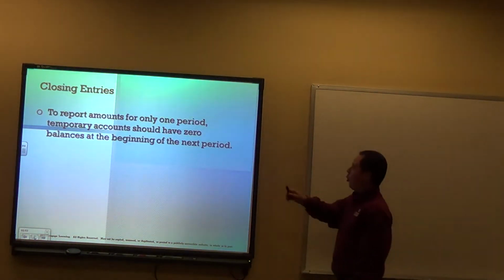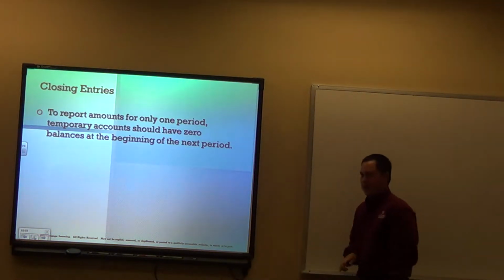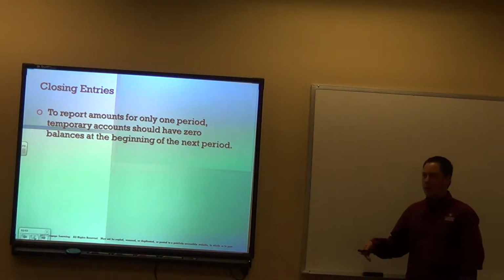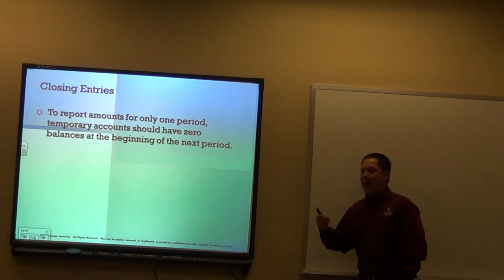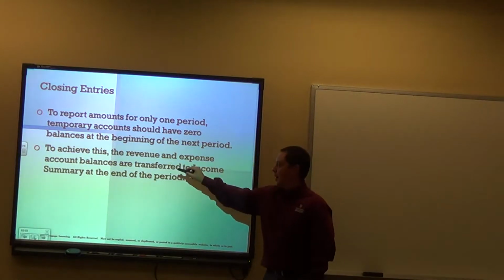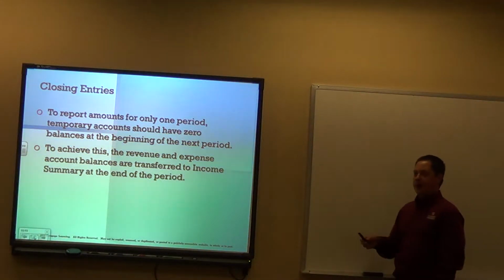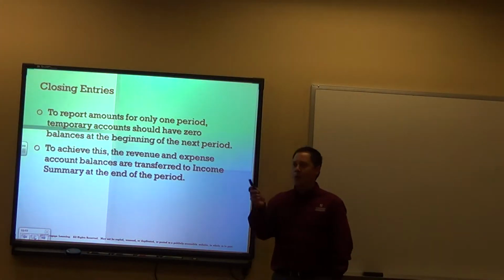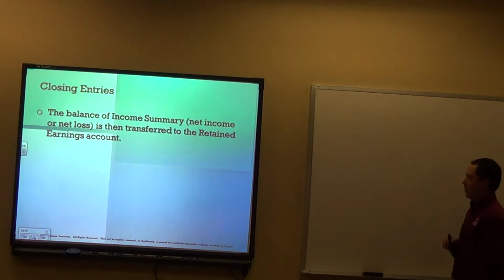To report amounts for only one period, temporary accounts should have a zero balance at the beginning of the period. So our net income starts at zero every single period, or month, or whatever we're doing, so that we can see how we are doing each time. To achieve this, revenue and expense account balances are transferred to the income summary at the end of the period. So we use a temporary placeholder called the income summary. We'll show you what that looks like in just a moment. This is how we're closing everything up.